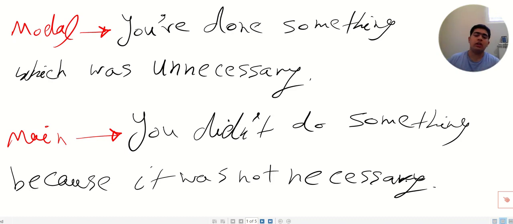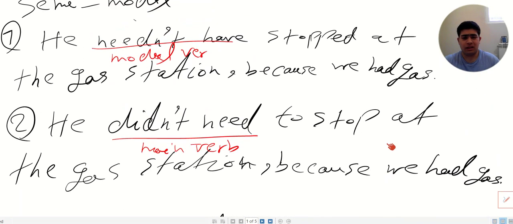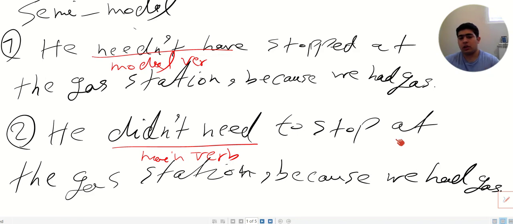So when we have done something which is unnecessary, we should use need as a modal verb. But when we're saying that the reason we didn't do that was because it was unnecessary, we use need as a main verb. So remember this sentence whenever you want to use need, so you won't get confused. He needn't have stopped at the gas station because we had gas. He didn't need to stop at the gas station because we had gas.